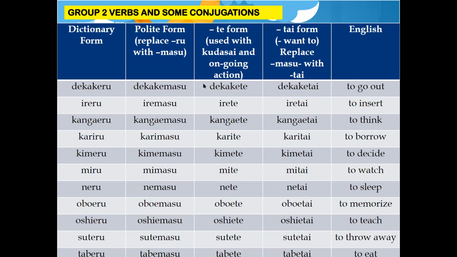And we proceed with the group 2 verbs, which end with ru. So it's very easy in terms of its masu form. You just delete the ru and replace that with masu, just like dekakeru, which means to go out, dekakemasu, and ireru, to insert, iremasu, kangaeru, delete the ru, add masu, kangaemasu, kariru, to borrow, karimasu. To decide, kimeru becomes kimemasu, miru becomes mimasu, neru becomes nemasu, oboeru becomes oboemasu, oshieru becomes oshiemasu, suteru becomes sutemasu, and taberu becomes tabemasu.